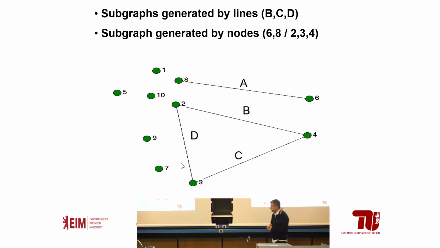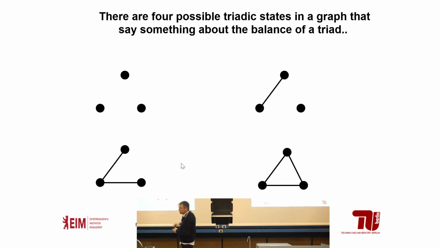About triads, a triad can be completely disconnected, but it can be connected in certain ways, and that says something about stability. If A likes B and A likes C, it's best for the triad if C also likes B and the other way around. Otherwise, you have a quite unstable triad. That counts also for trust, for communication, for many, many things.